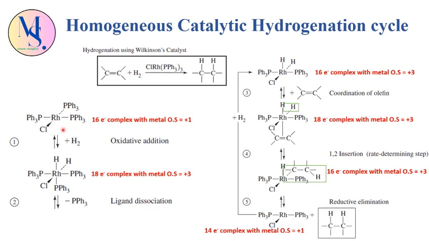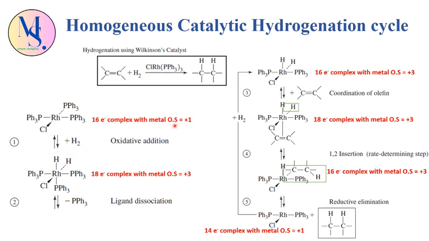In the first step, the catalyst has a vacant site for one of these reactants, that is hydrogen. So hydrogen is added into this catalyst. Addition of hydrogen or ligand is called oxidative addition, which involves a change in coordination number as well as change in its oxidation state.